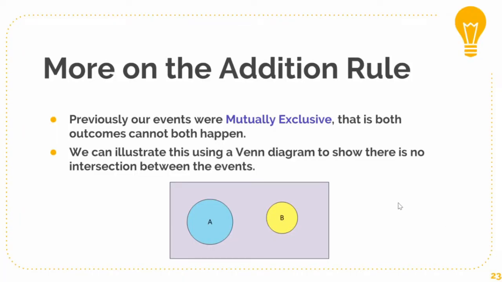So here's a bit more about the addition rule. Previously, the events we looked at were mutually exclusive, and that means both outcomes cannot happen at the same time. As in, we can't simultaneously pull a green and blue marble, like there's no half green, half blue marble out of that bag. So we can illustrate this by using a Venn diagram to show that there's no intersection between the events, like this here. A is separate to B.